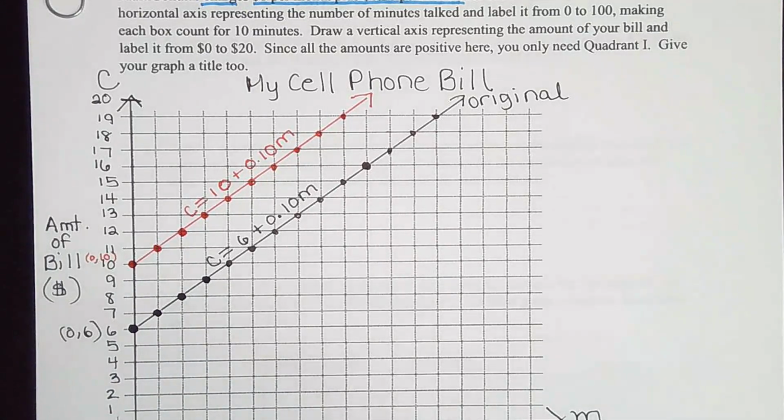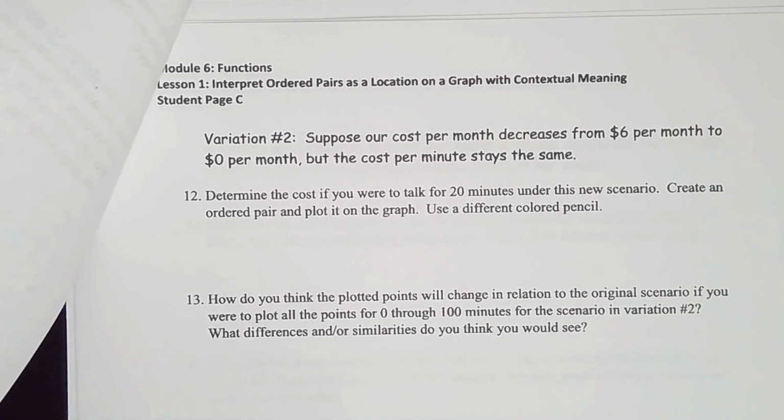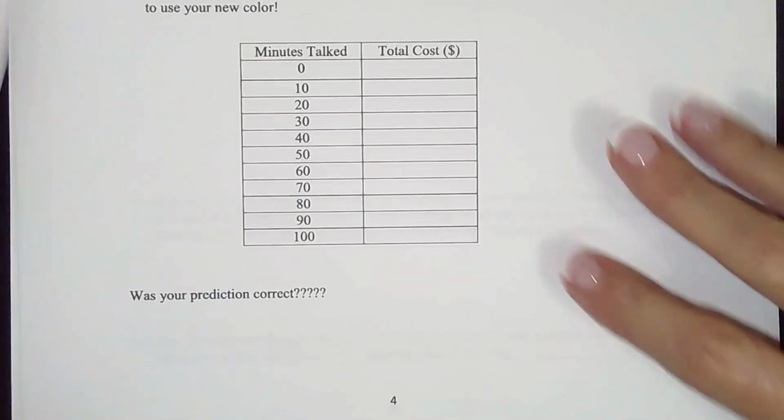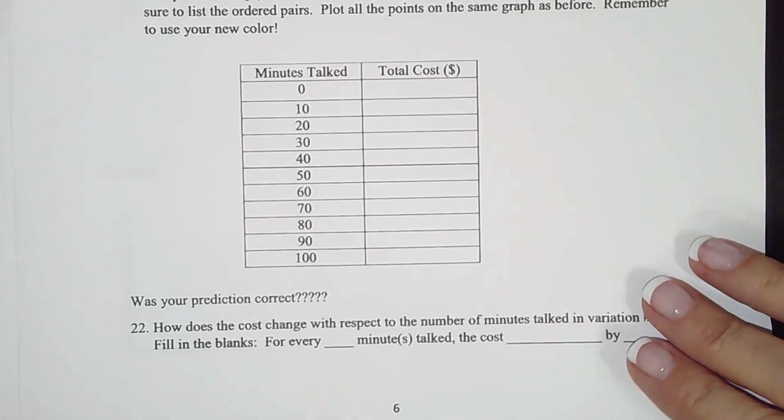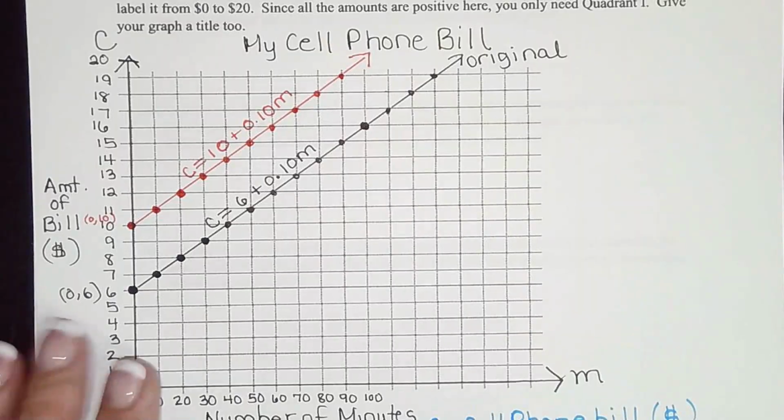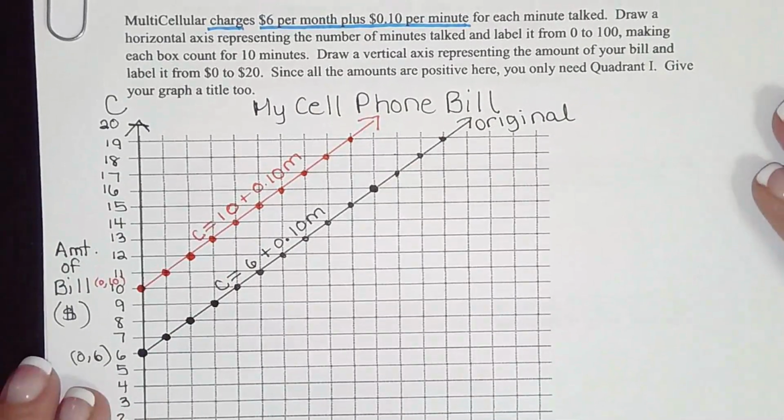In this video, we will be doing the last 3 pages of Module 6, Lesson 1. They're pages 8, 9, and 10. They're not labeled as 8, 9, and 10 though, I'll tell you that. They are labeled as Module 6, Lesson 1, Student Page C, page 4, 5, and 6. But if you're counting the pages, it's the 8th page, the 9th page, and the 10th page. So this will be the last video for this lesson.